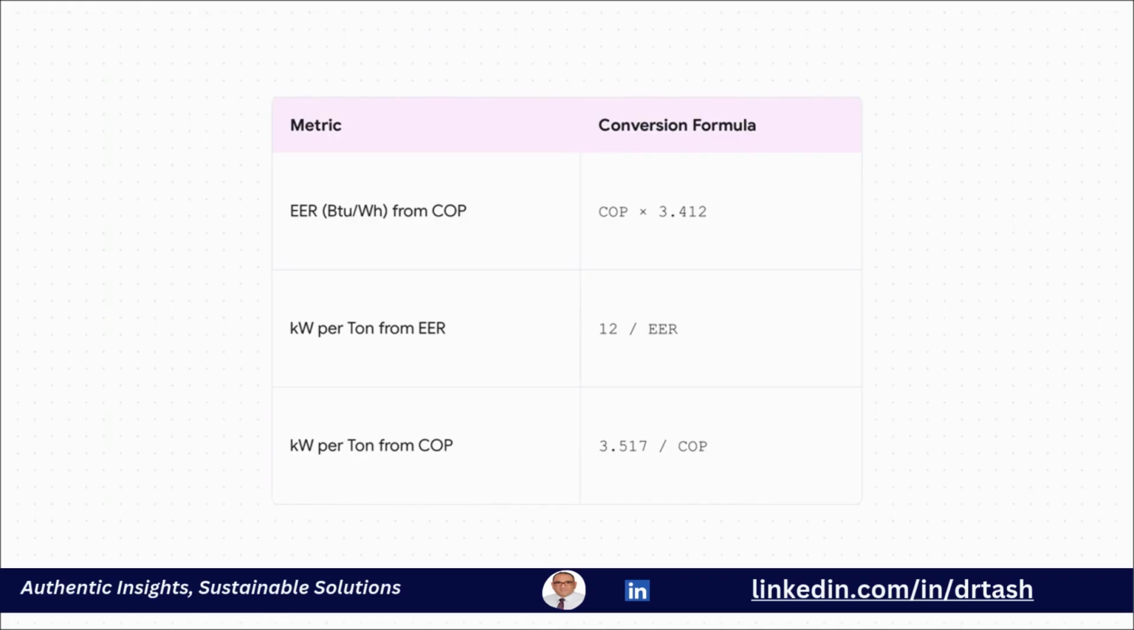And this is where the rubber meets the road. You have to be fluent in these conversions. Being able to jump between spec sheets means knowing this stuff cold. That 3.412, that's just our magic number to get from a pure COP ratio to BTU per watt hour. And knowing how to quickly flip between EER or COP and kilowatts per ton, well, that's just a fundamental skill for doing quick comparisons on the fly.